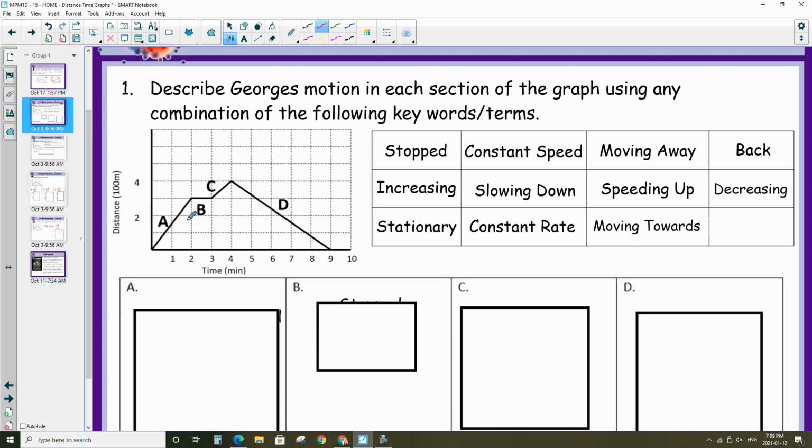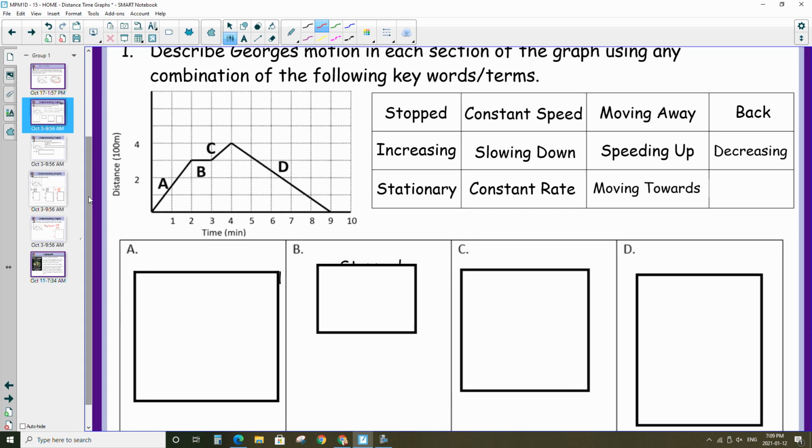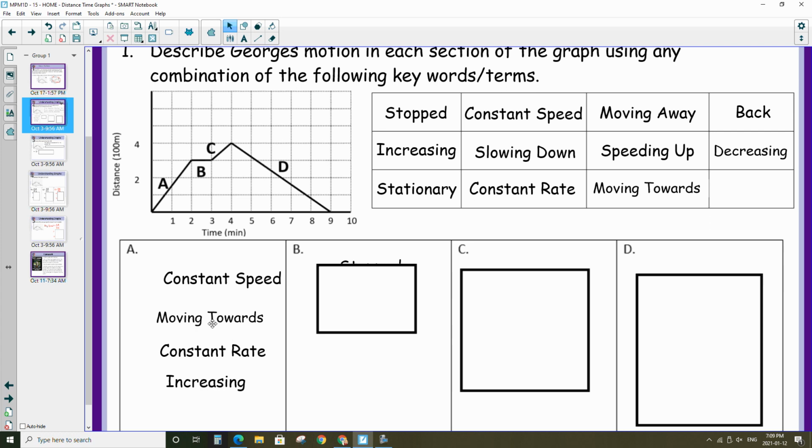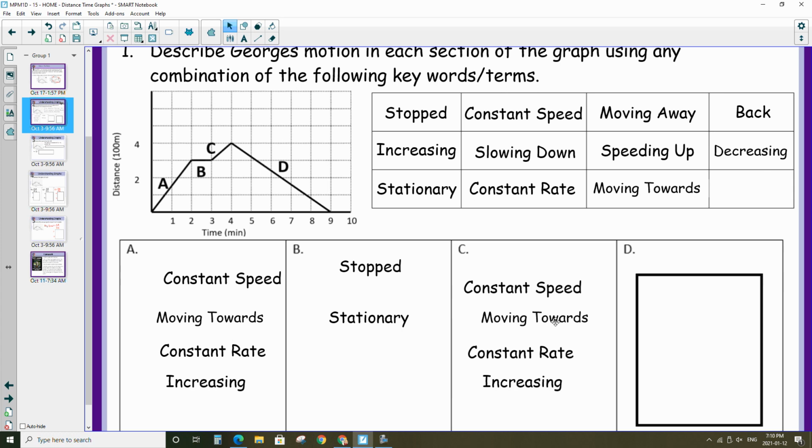So let's use some of these words that you can also use in your story when you're creating your own. So section A, the words that I would choose would be constant speed or constant rate, right? Because it's a nice smooth line. Moving towards, he's moving towards the store. And then also it's increasing. For section B, that's the horizontal line here. We can use the word stopped or stationary. Section C is very similar to section A, right? So we're going to use the same words for section C.